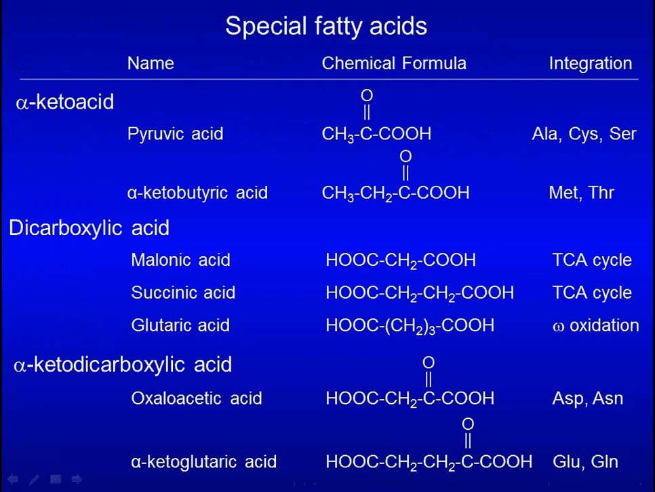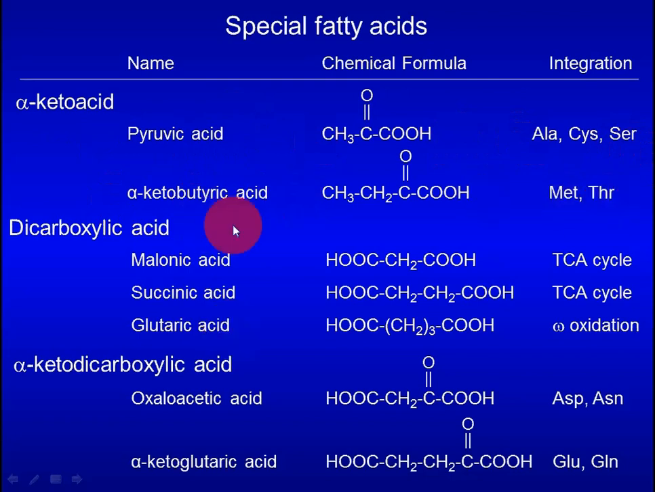Several special fatty acids are important intermediates of energy metabolism. For example, these 2 compounds contain an alpha keto group. Pyruvic acid is a degradation product of alanine, cysteine, and serine. Alpha-ketobutyric acid is a degradation product of methionine and threonine.